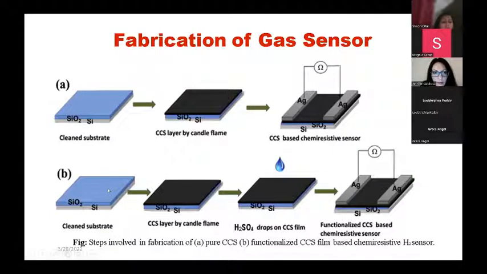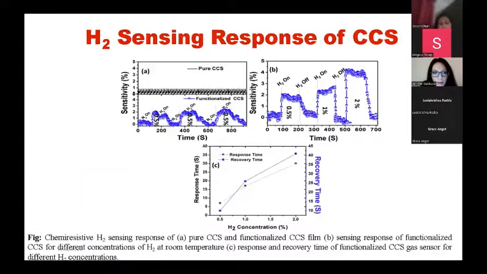Then we used H2SO4 on the CCS film. We followed the same process again, but the main difference is that here we poured some drops of H2SO4 on the silicon oxide layer, and then we again put the sample in the chamber, and we see what the effect of the hydrogen gas is on the resistance of the functionalized CCS layers. So this is the basic result that I received.